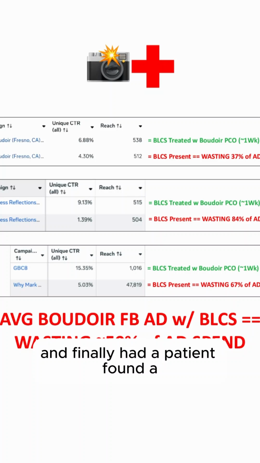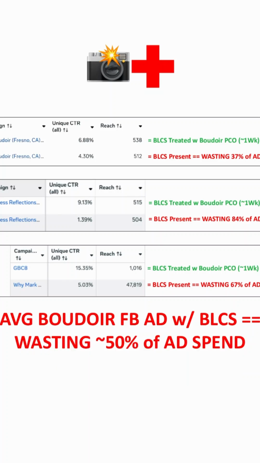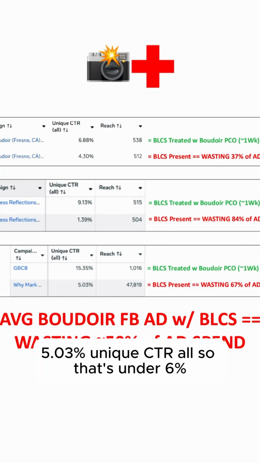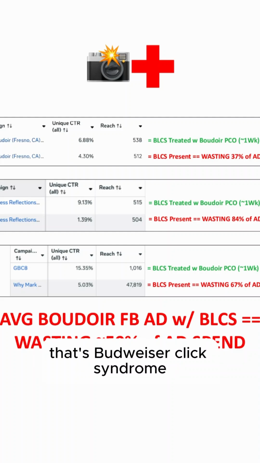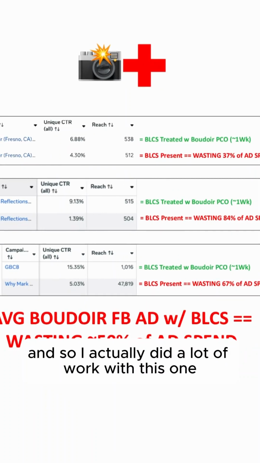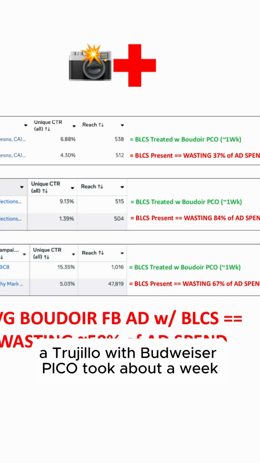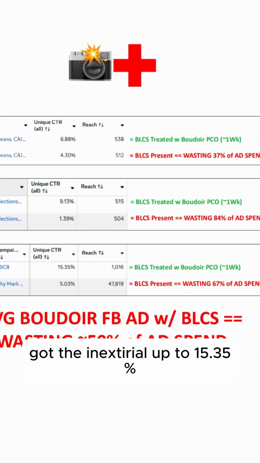And finally, had a patient found out his Boudoir Facebook ad. He had BLCS present, 5.03% unique CTR all, so that's under 6%. That's Boudoir low click syndrome. And so I actually did a lot of work with this one. Treated with Boudoir Pico, took about a week, got the unique CTR all up to 15.35%.